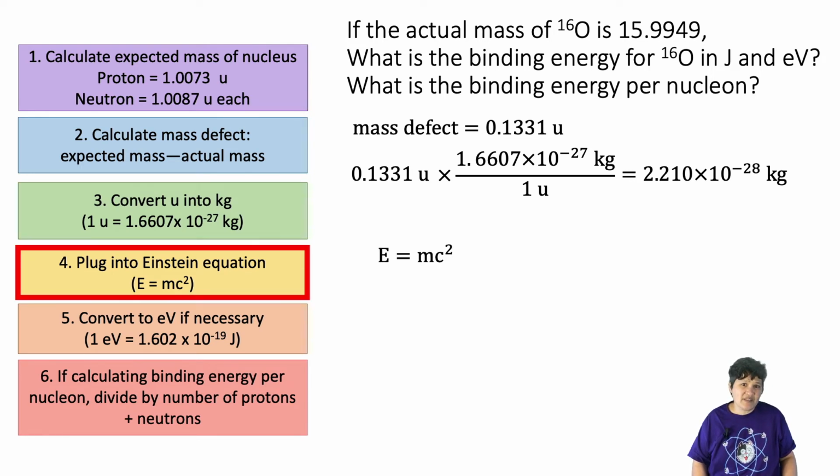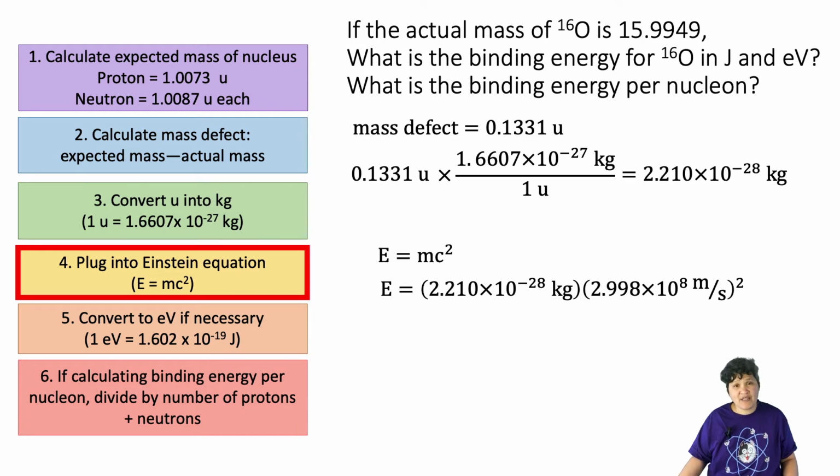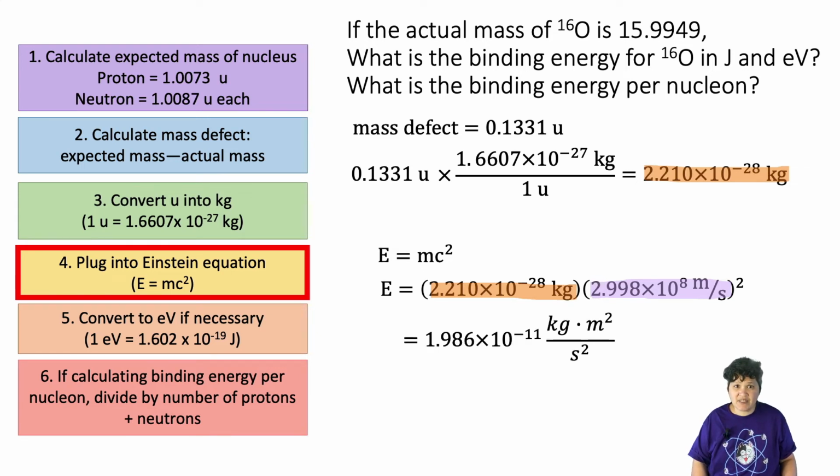Let's plug that mass into the Einstein equation. Here's our mass that we just calculated, and we'll multiply it by the speed of light, 2.998 times 10 to the 8th meters per second squared. And when we put those numbers into our calculator, we get 1.986 times 10 to the minus 11th kilograms meters squared per second squared, or basically joules.